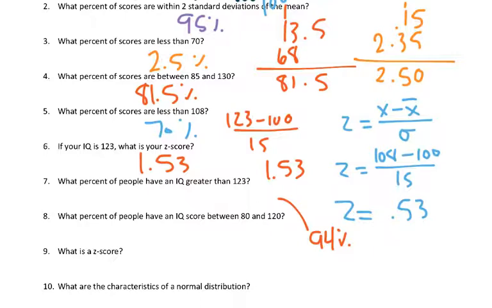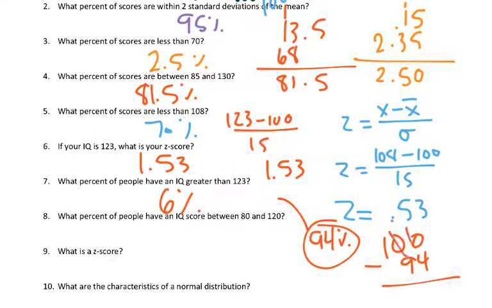94%. But that's not the answer of number 7. Number 7 wants to know greater than. That's the people that have an IQ less than that. So we'd go 100 minus 94, and we'd end up with 6%. Right? If you did the math.